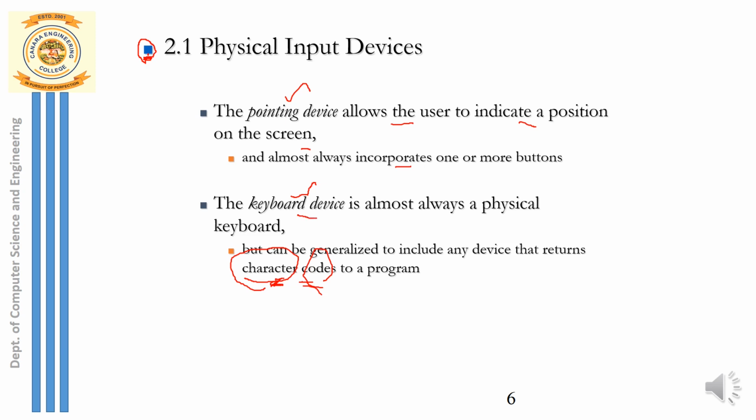Remember these two important points. One is the pointing device, which always returns the position corresponding to the screen coordinate. One more is the keyboard device, which always returns the character and the ASCII code of that character in order to interact with the graphics.